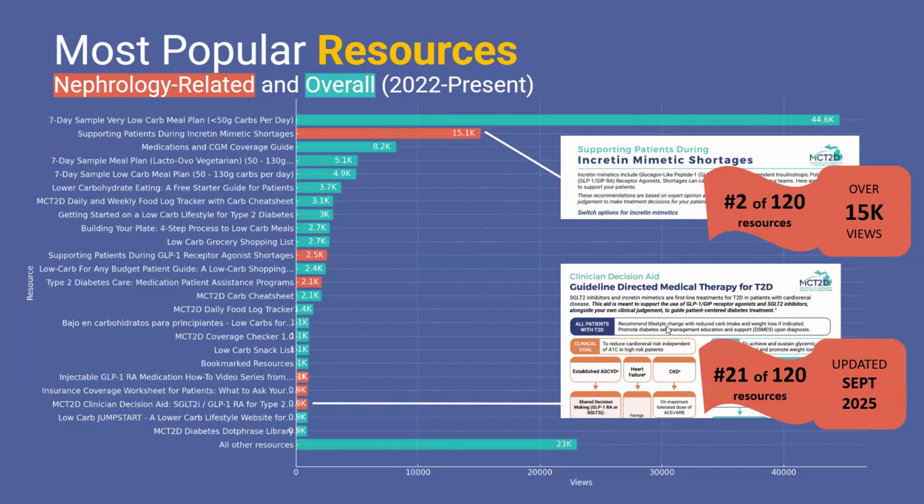And just in the last year, there's been the increased prominence of the use of the incretin mimetics, the GLP-1s and GIPs. So if you haven't looked, we did update this clinical decision aid, and it's already gotten a lot of views, but this was just updated this past month. So it's another thing worth checking out at the mct2d.org website.